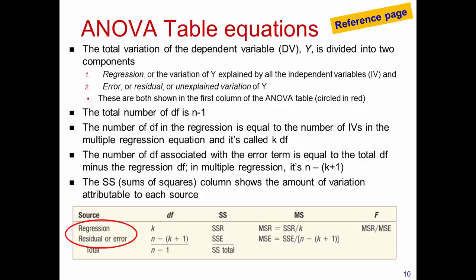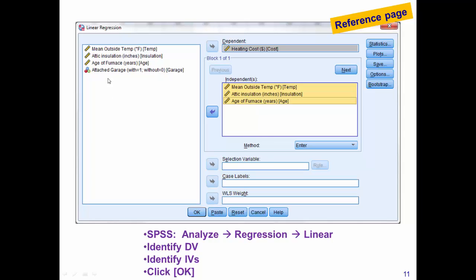And we finally have another reference page with a screenshot of what the SPSS linear regression dialog box looks like, and the instructions for making yours look like it. So in SPSS we go to Analyze, Regression, Linear, and we identify the dependent variable. We identify each of the independent variables, and then we can click OK. Once we have the ANOVA table, we can evaluate how well the regression equation fits the data.